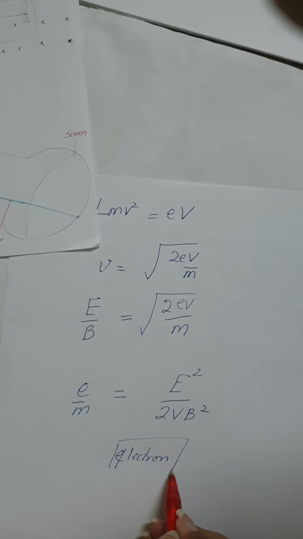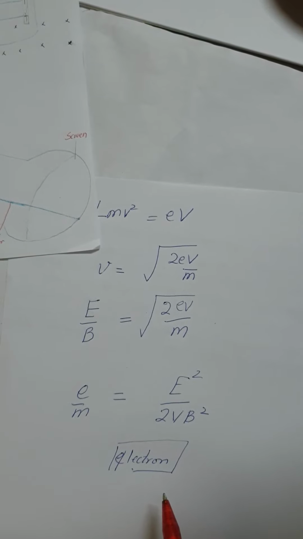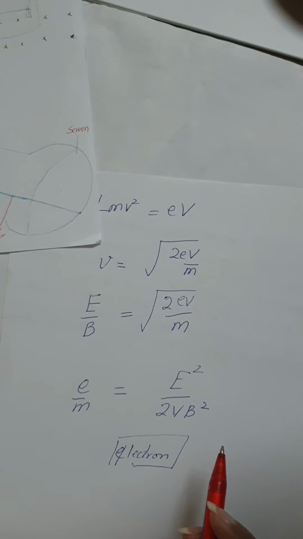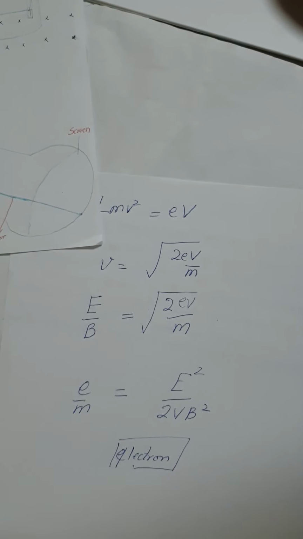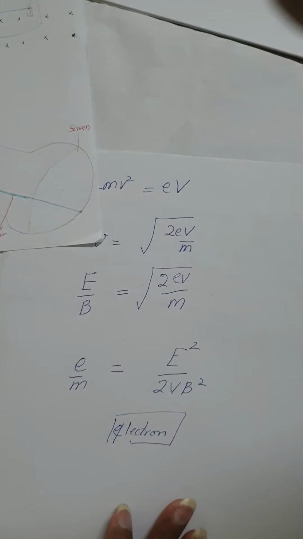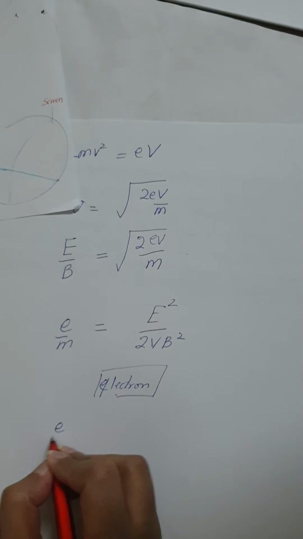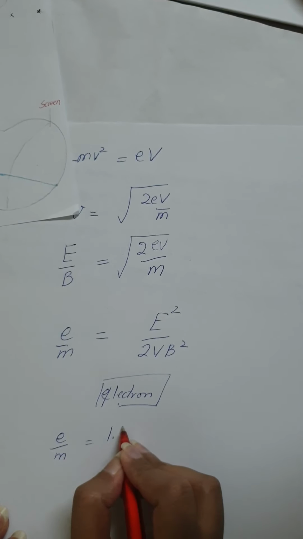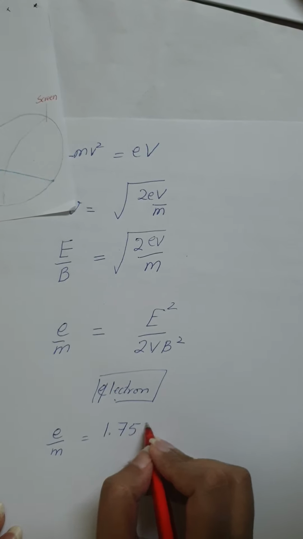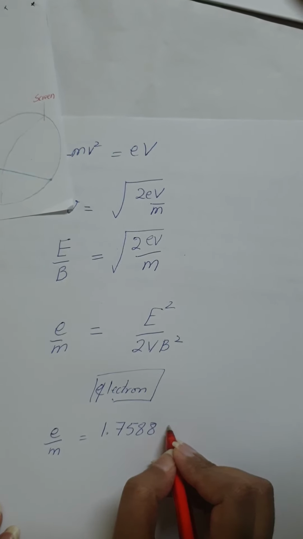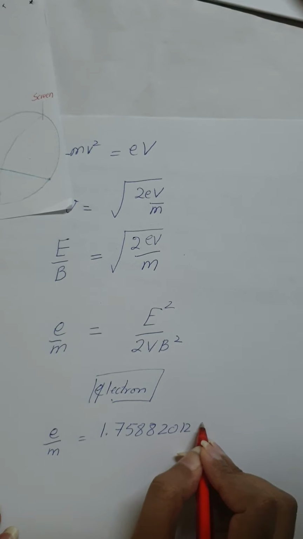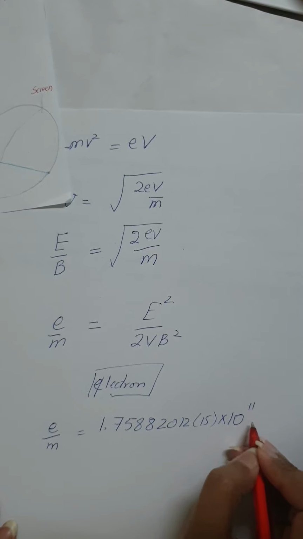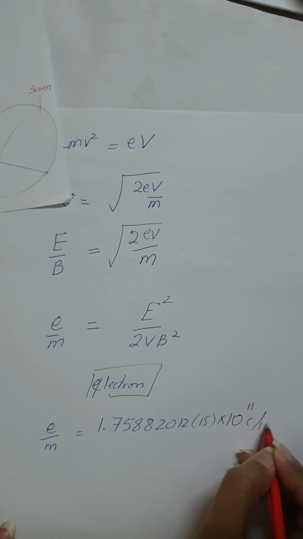And he also found that the speed of the electrons in the beam was about 1/10 the speed of light, much greater than any previously measured speed of a material particle. So the most precise value of e/m is 1.75882012 into 10 raised to power 11 coulomb per kg.